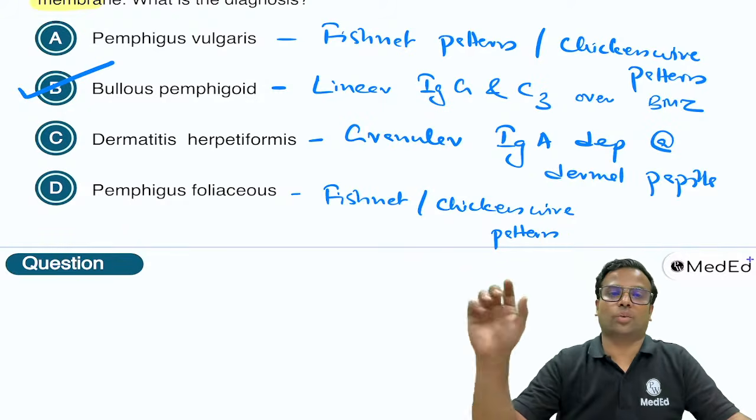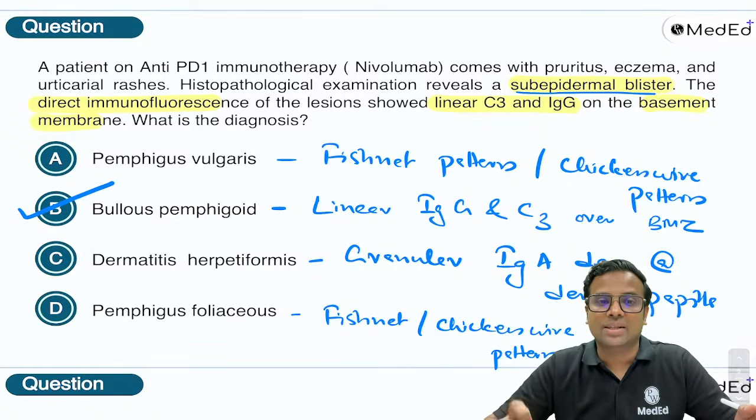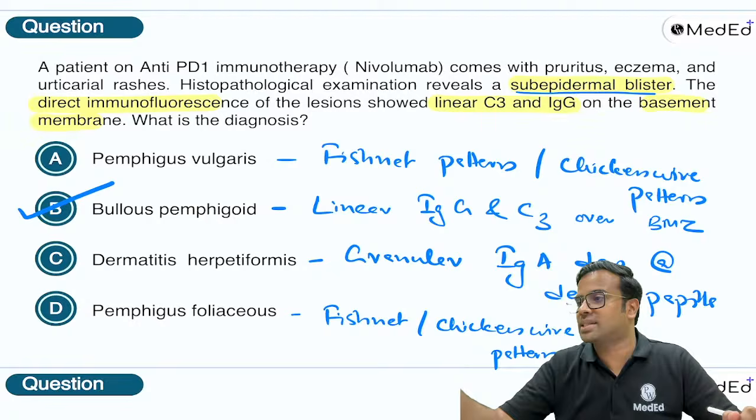Fish net or a chicken wire pattern. So out of all these four options, what is the right answer? The right answer is bullous pemphigoid. It's bullous pemphigoid. Clear?